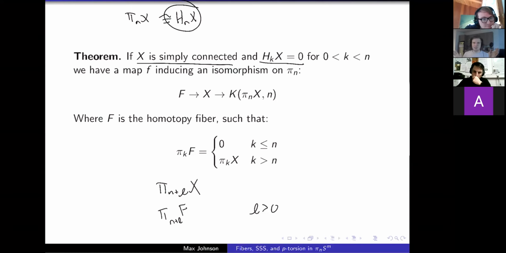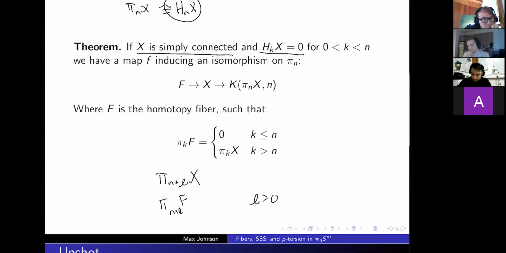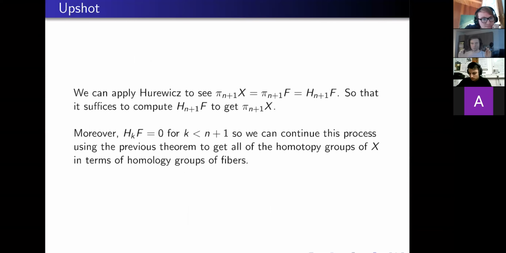This is normally substantially easier. Is there anything else I wanted to say on this slide? No. Okay. Moreover, we can use Hurewicz in the following way. Well, maybe X has something non-trivial at pi n, but F doesn't, which means we can use Hurewicz one level higher, which means that if we want to compute pi n plus 1 of X, we only have to compute H n plus 1 of F, which is certainly easier.